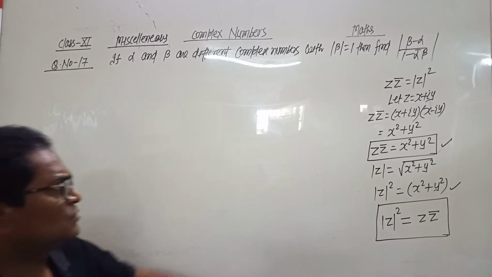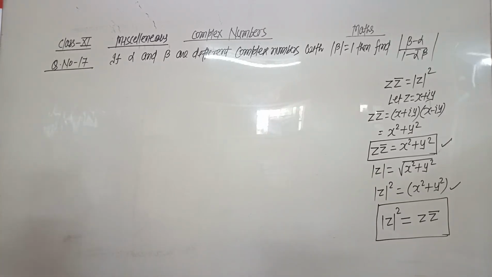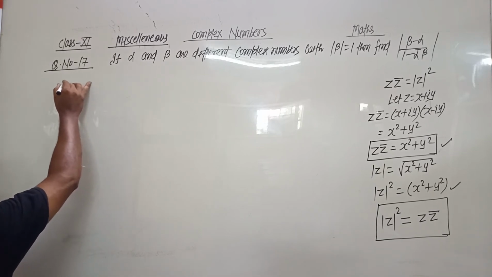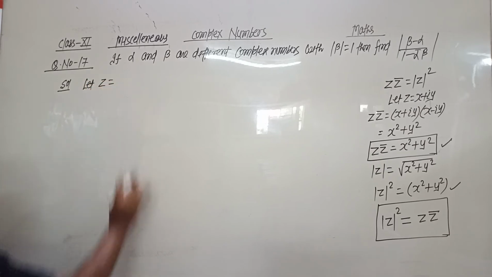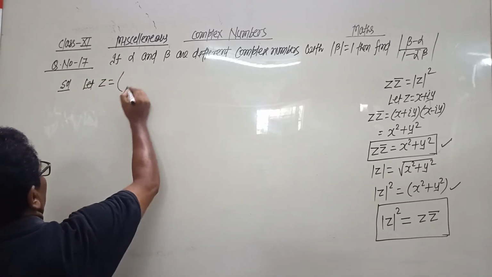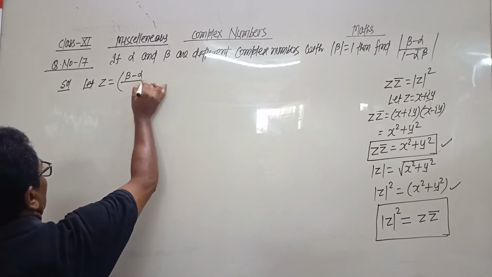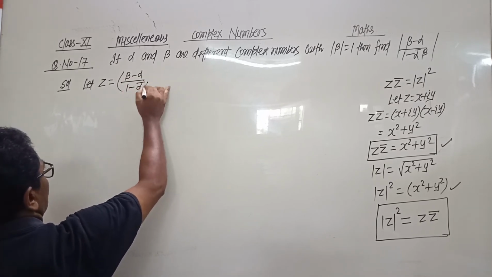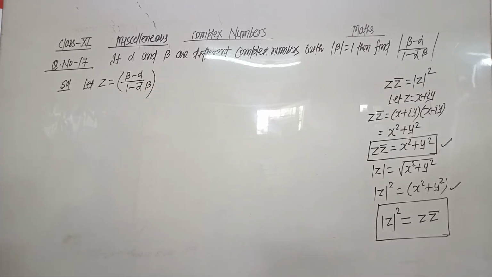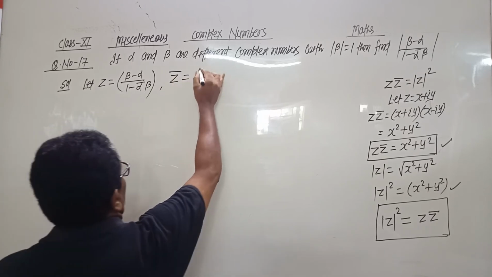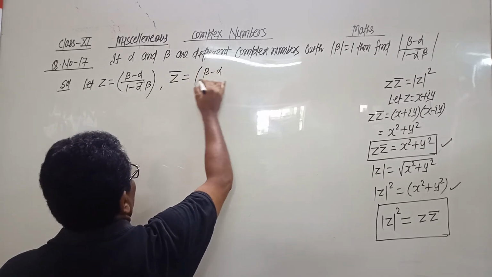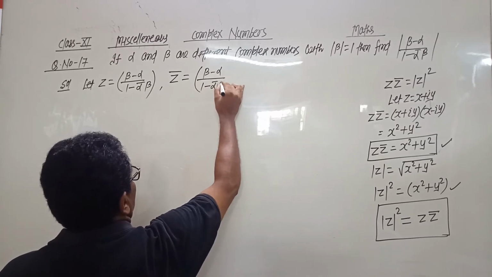So let us suppose what we have to find. This is z. So let z equal beta minus alpha upon 1 minus alpha bar beta. This we have supposed as z. So we will find then z bar. The value of z bar will be beta minus alpha upon 1 minus alpha bar beta, the whole bar.